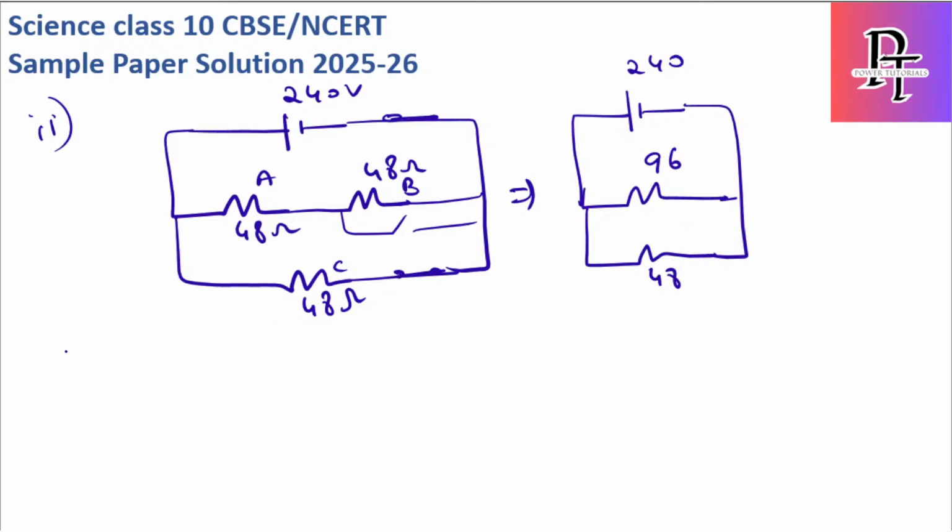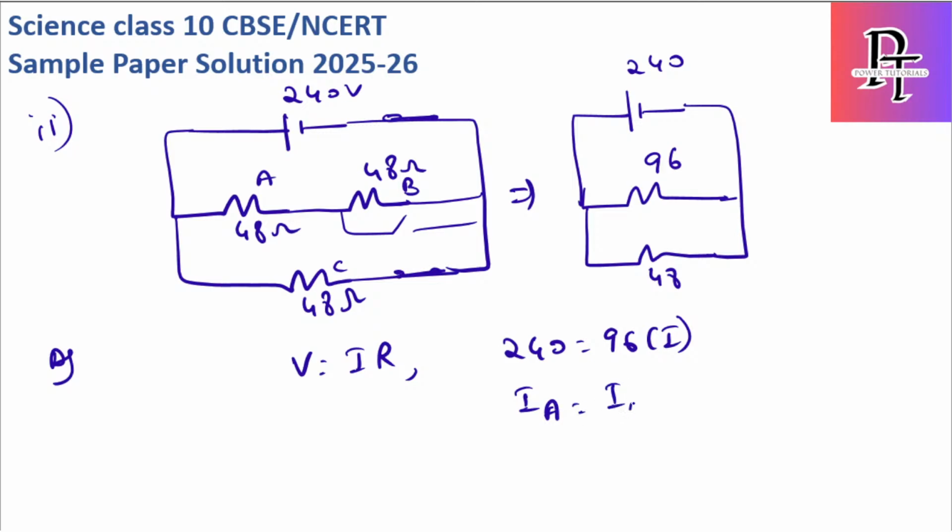Okay, now we have voltage, and then we need to find the current values. So we simply use Ohm's law, which is V is equal to IR. So 240 is equal to 96 into I. This current is for IA and IB. Both are in series, so the same current will flow through IA and IB. So IA is equal to IB is equal to 240 by 96. 48 2s are 96 and 48 5s are 240, so this becomes 2.5 amperes.